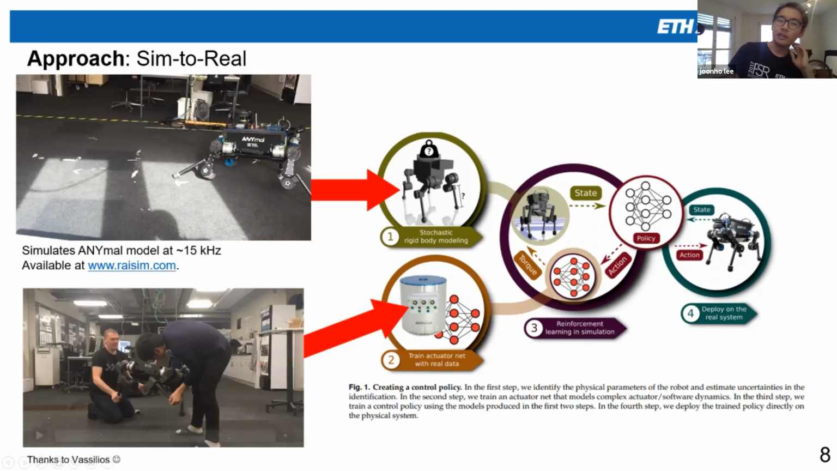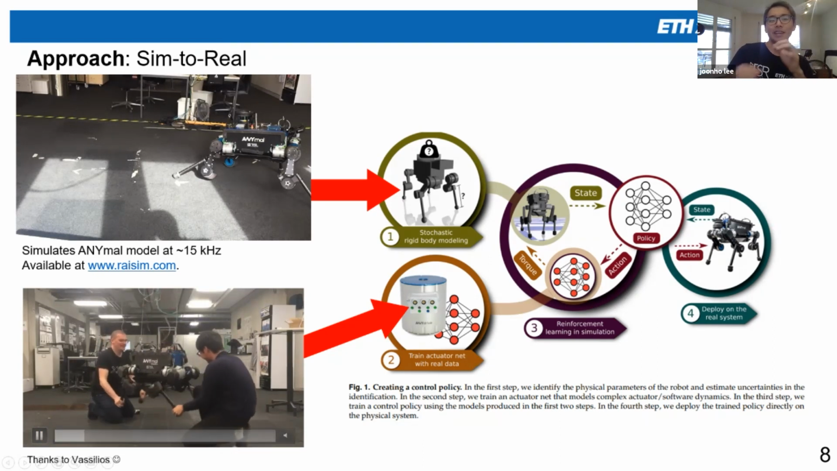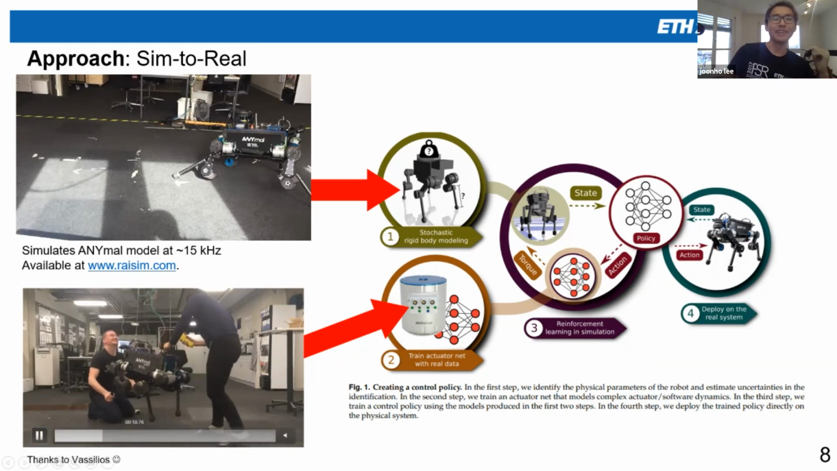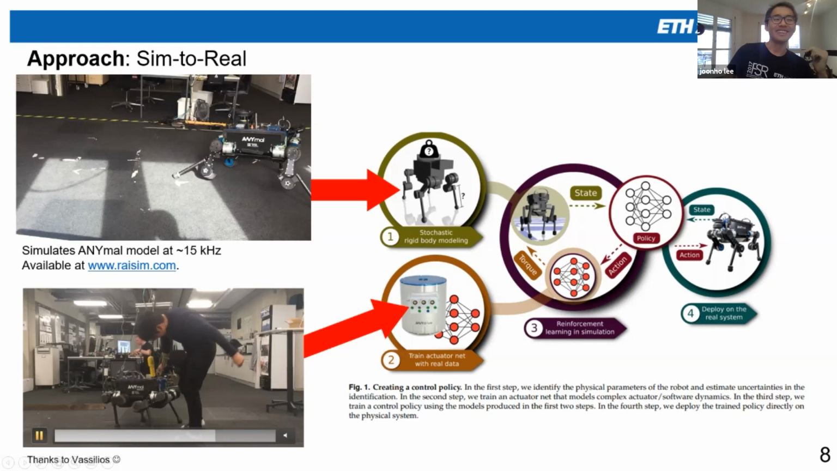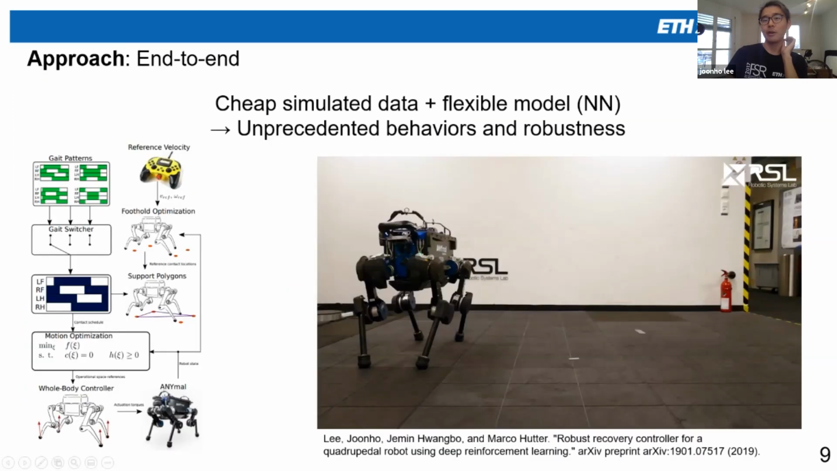So what we did was we collected some data from the robot, by actually doing this, and we tried to excite many different frequencies of the actuator and simulate some impact. It's quite funny. So, we trained this actuator network and put it in the simulation. And at the end, we could get a quite realistic simulator where we can train a policy.